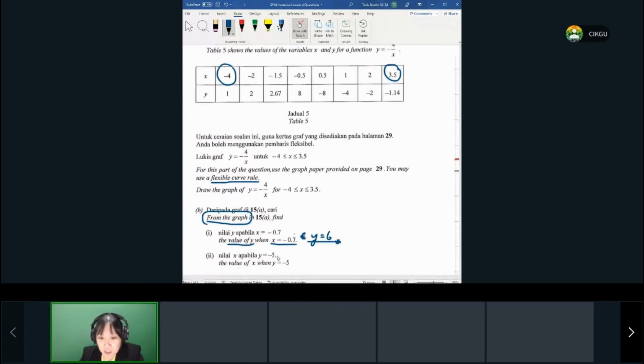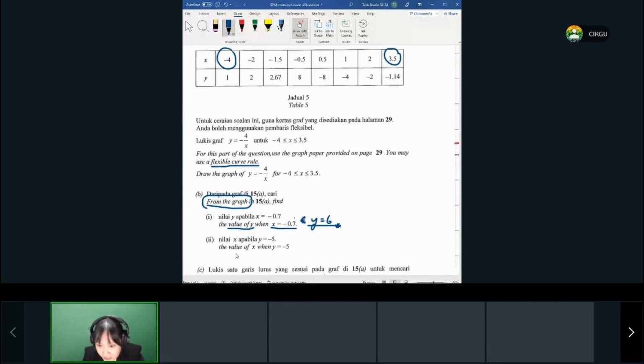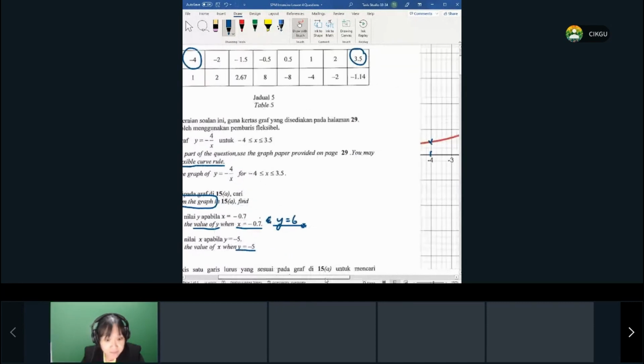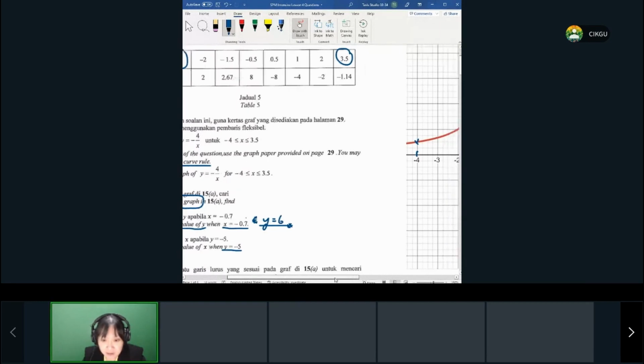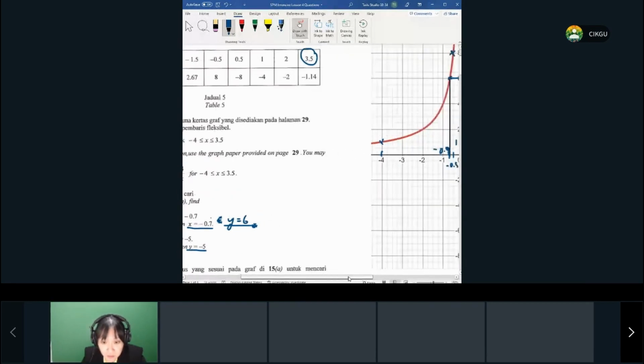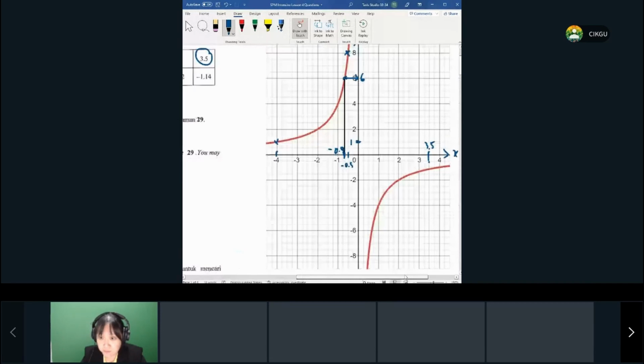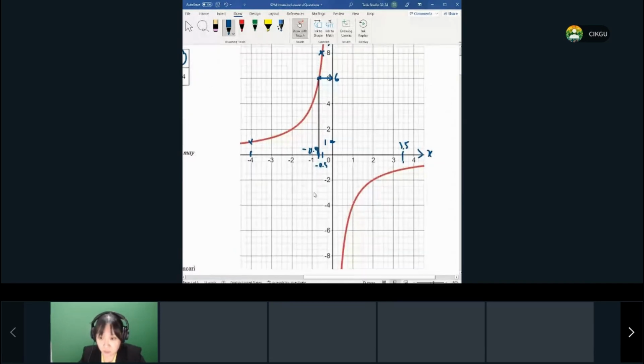Next, find the value of x when y is negative 5. Julian, you just type your question, I will read it later. In the meantime, I'm just going to draw the line first. When y is negative 5, it is here. You use the y-axis to look at where the negative 5 is.